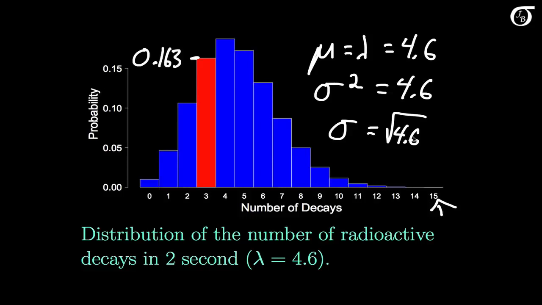If we look closely, we can see that there's a hint of right skewness in this distribution. The Poisson distribution has some right skewness, but it depends on the value of lambda. When lambda is large, the distribution will be close to symmetric, but when lambda is close to 0, the right skewness can be pretty strong.